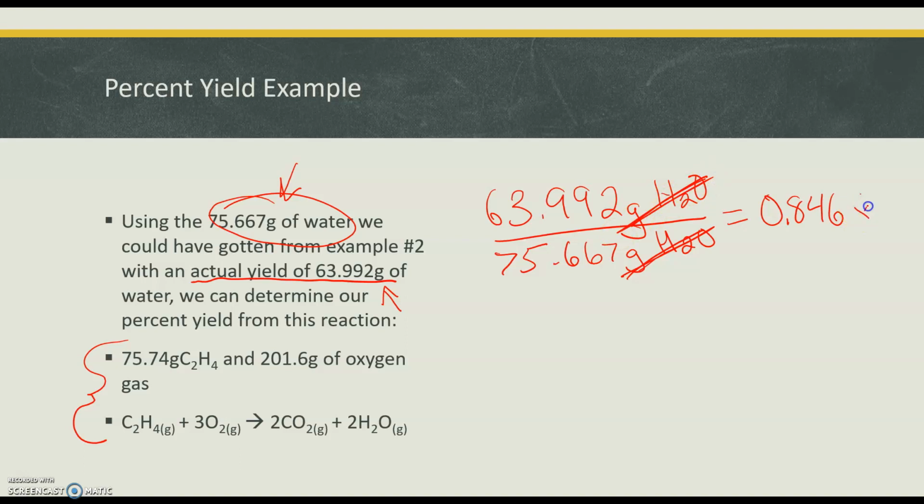We then multiply this by 100, or you can move your decimal over, which will give us 84.6%. This 84.6% is our percent yield. We managed to make 84.6% of our theoretical amount.